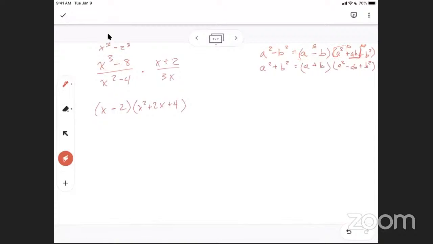A squared, AB. Wait, what's my A and what's my B? X is A and 8 is B. 2 is B. Wait, because what's being cubed? 8 is being cubed. No, 2 is being cubed. 2 cubed is 8. Oh, okay. 2 cubed is 8.